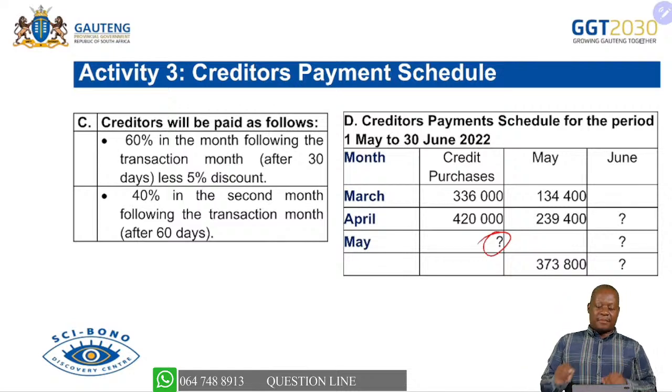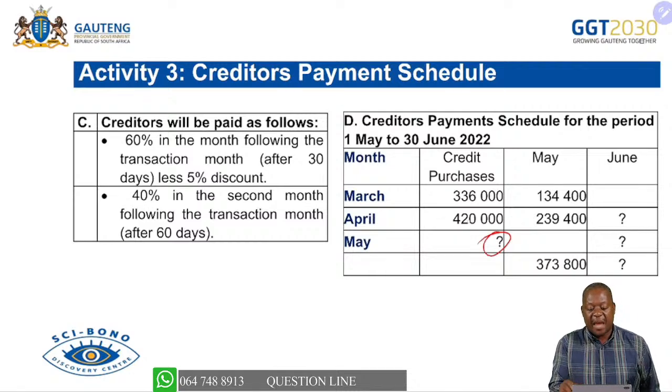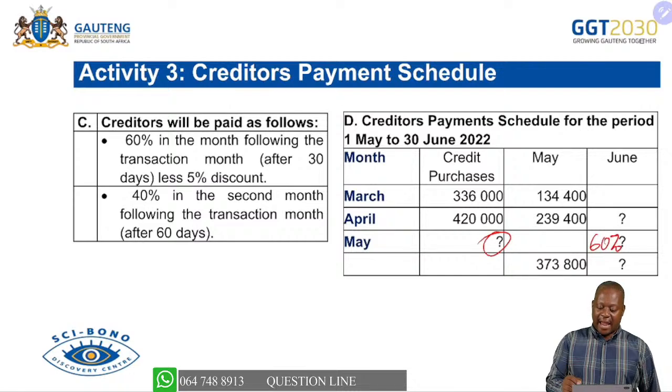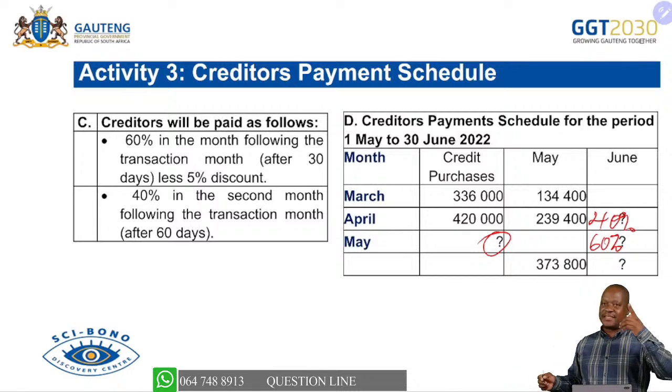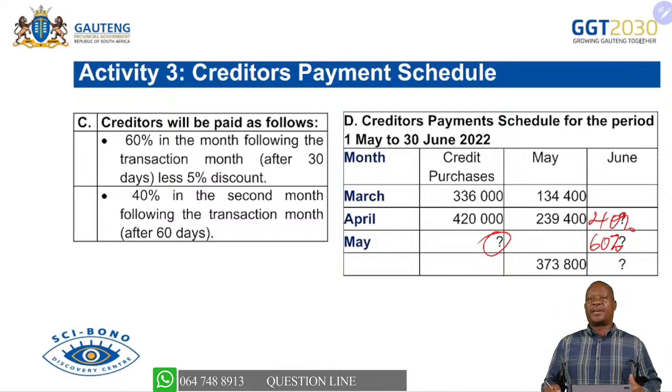And then when it comes to the payment now, remember they are saying when goods are bought in May, the first payment is made in the following month. So it means this is where the 60% is going to be paid. And then the 40% is going to be paid here. Simple. The same way we were dealing with the debtors collection schedule, we are dealing with the creditors payment schedule.